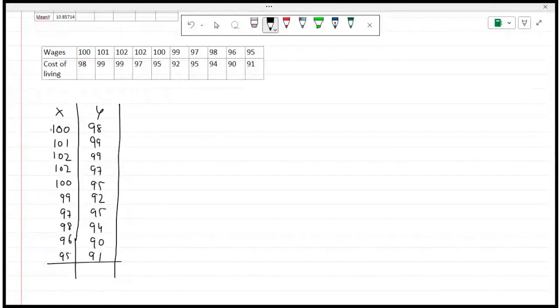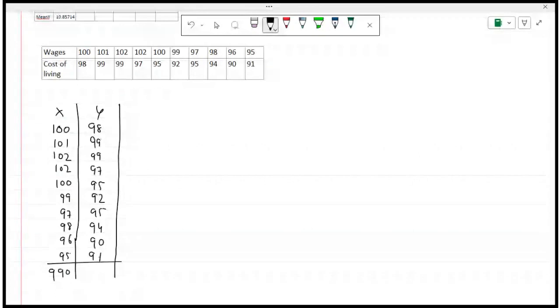1, 2, 3, 4, 5. 600, 600 and 360, 900, 900 and 990. The sum of x values is 990, and let us find the sum of y values.